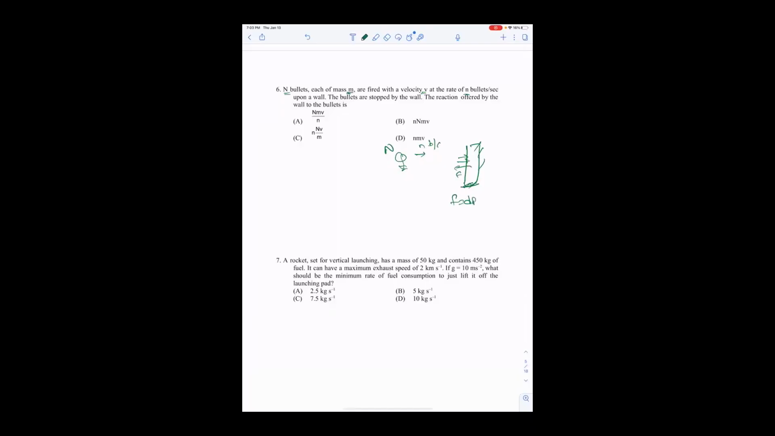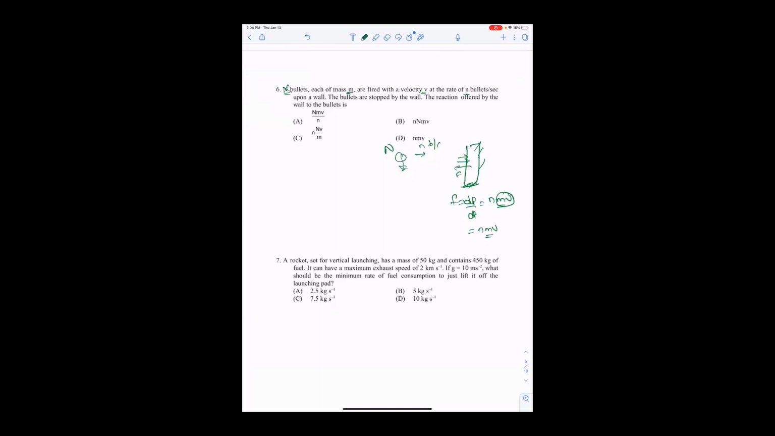So force is equal to dP by dt. Your mass of each bullet is fixed, but there are number of bullets. So it is N times mv per second. Per second, how much momentum is being transferred? N times small mv. So N is the number of bullets per second, capital M into V. So it doesn't depend on capital N.